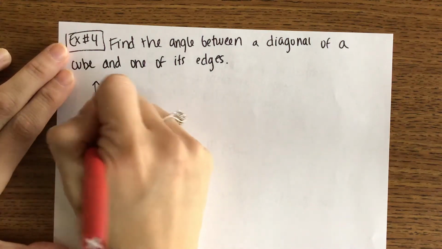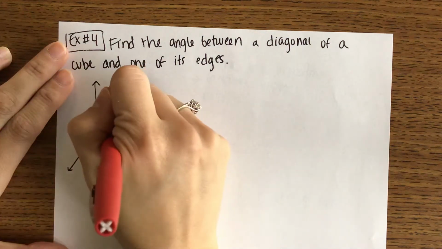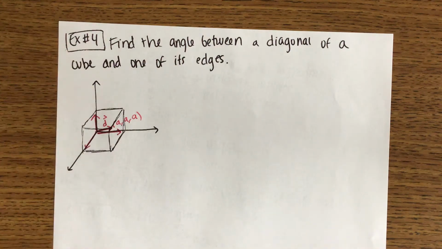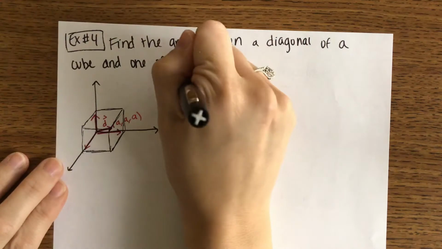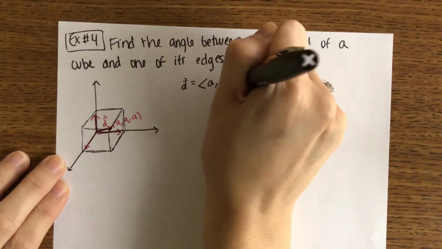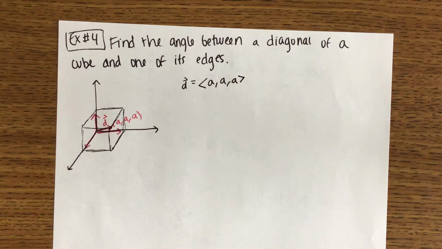Okay, this diagonal, I'm going to call that point A. Right, it's a cube. So one thing that we know is we can call that diagonal vector A, because it goes from the origin to point A.